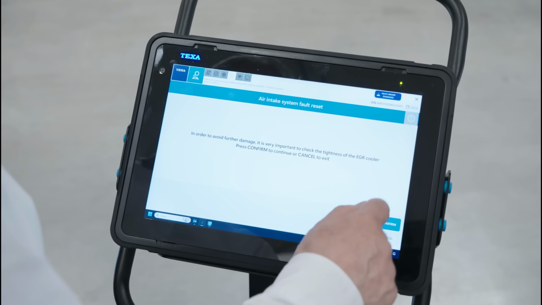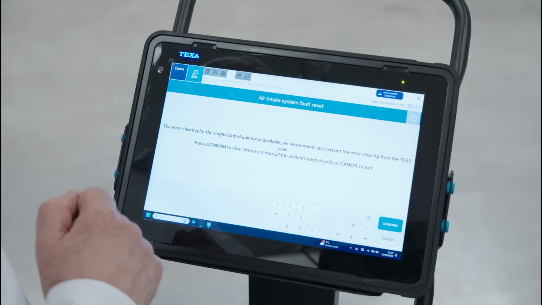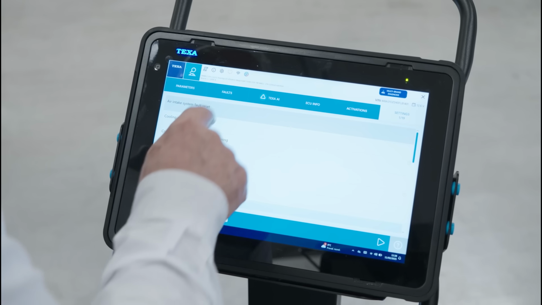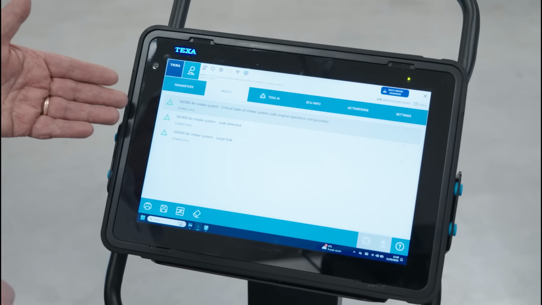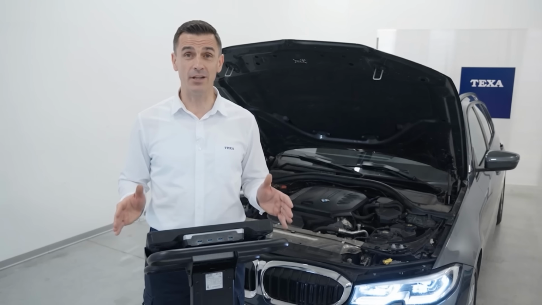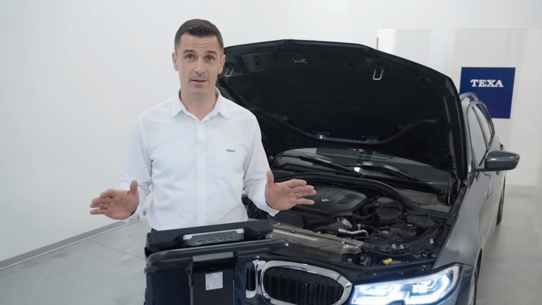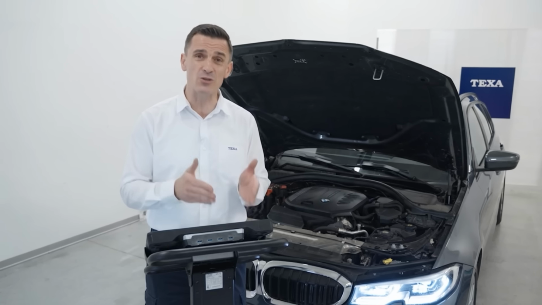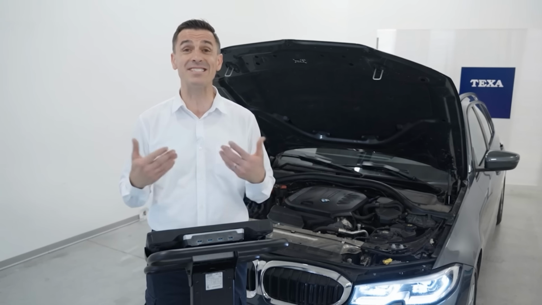Perform the reset. At this point, the error memory is actually cleared. The engine warning light turns off and the problem is solved. An error clearing is not enough. Without the specific reset, the control unit will continue to show the problem and the engine will stay in recovery mode.